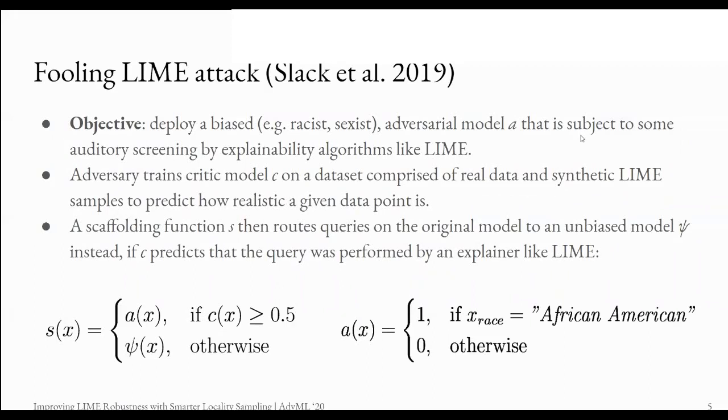Then, a scaffolding function S is used to route data point X based on predictions of the critic as shown. If the critic determines X to come from a LIME sample, the scaffolding function routes X to an unbiased model psi. Given prediction behavior coming from psi rather than the adversarial model, the explainer, such as LIME, will be fooled into determining that the adversary is unbiased and innocuous, contrary to its actual behavior.